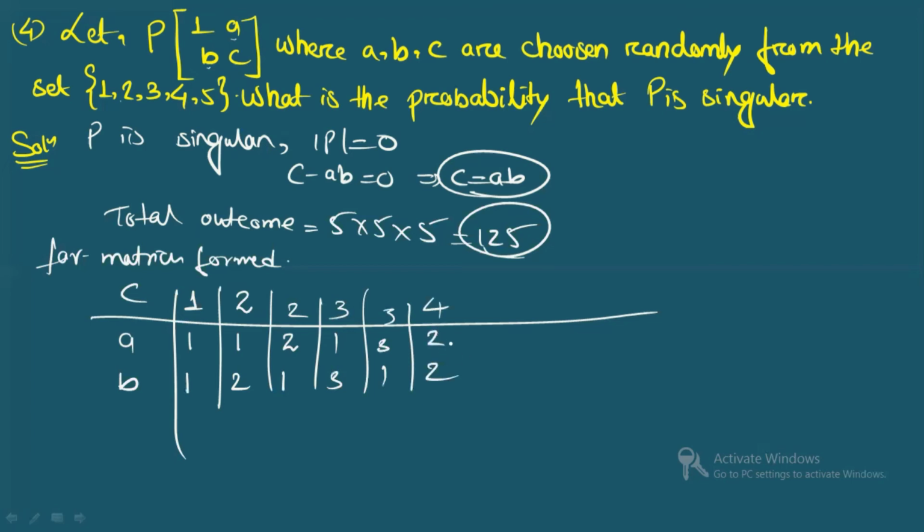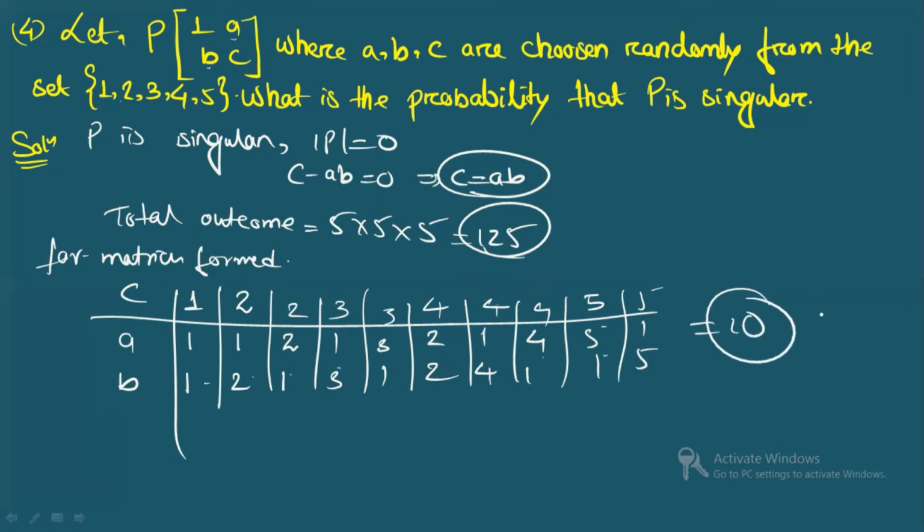When both are 2, or you can write when A is 1, B is 4, or when A is 4, B is 1. For 5, you will write what? 5, 1, or 1, 5. So in total how many are you getting? 1, 2, 3, 4, 5, 6, 7, 8, 9, 10. So the total number of favorable matrices is 10. This is favorable matrices.